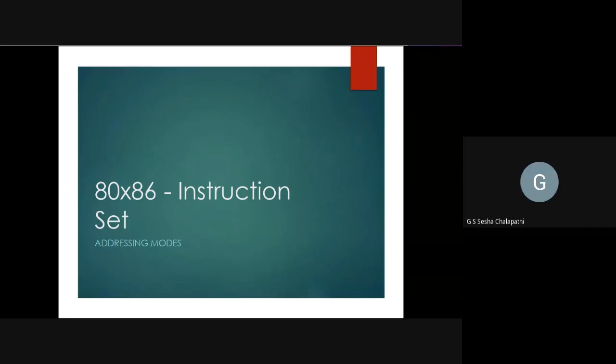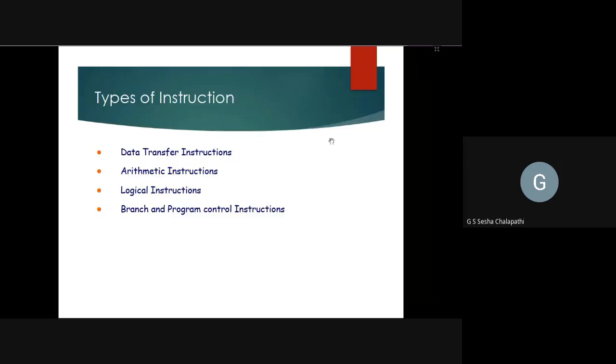Yes, sir. Right. Okay. So in the last class we looked at the different registers in 8086. From today's lecture we will be looking at the instruction set of 8086 and the other processors also. So let us begin with what is known as the addressing modes. But before that, we have to know what are the different kinds of instructions which are possible in 8086 and this family of processors.